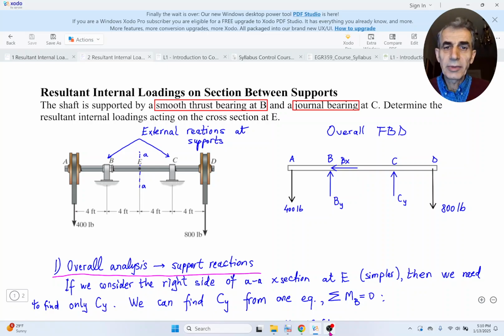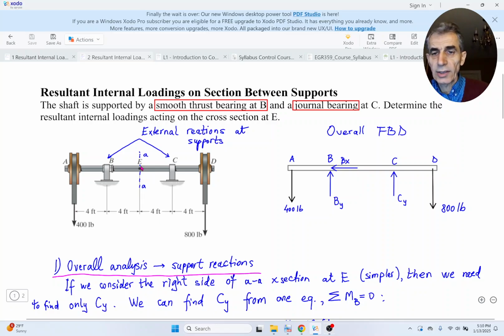Here it is a little bit more difficult problem because the point of interest, in this case, point E, where we are asked to find the internal reactions, lies between two supports. So it doesn't matter which side we select now, we have to deal with the support reactions first. So as we can see, we take again to find those internal reactions.